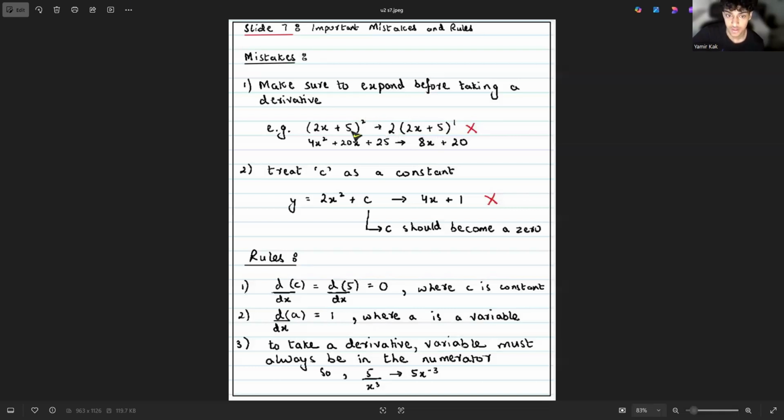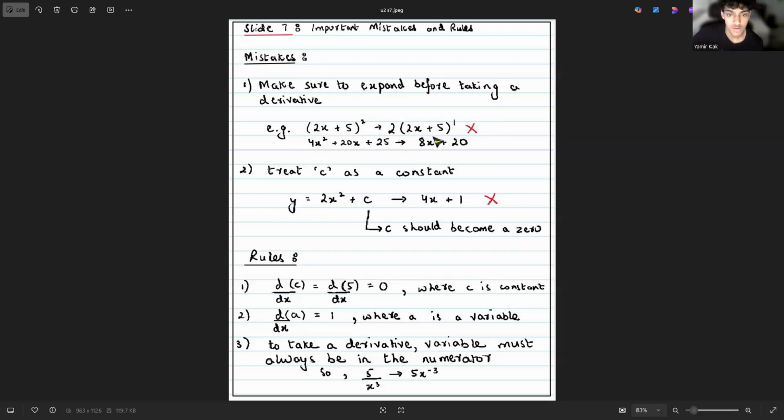So we can't just go straight to using power rule or chain rule and say, oh yeah, 2 times 2x and then this becomes 2, and then this becomes -1. No, we cannot do that, right? We'd have to expand it, and then we can use power rule. So then when we expand, this would become 4x squared plus 20x plus 25.